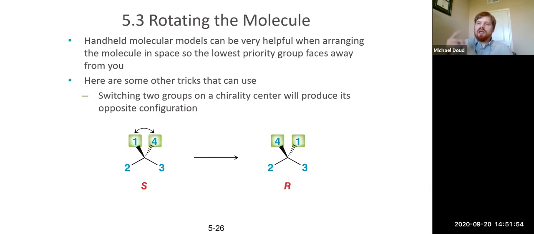If you just flip once, that flips the orientation of the chiral center. So in other words, if you were to flip groups 1 and 4 here, that takes you from the S configuration to the R configuration. Any 2 of these groups you can flip. You could have flipped 4 and 3, or 2 and 1, for example, and you would get the exact same situation.